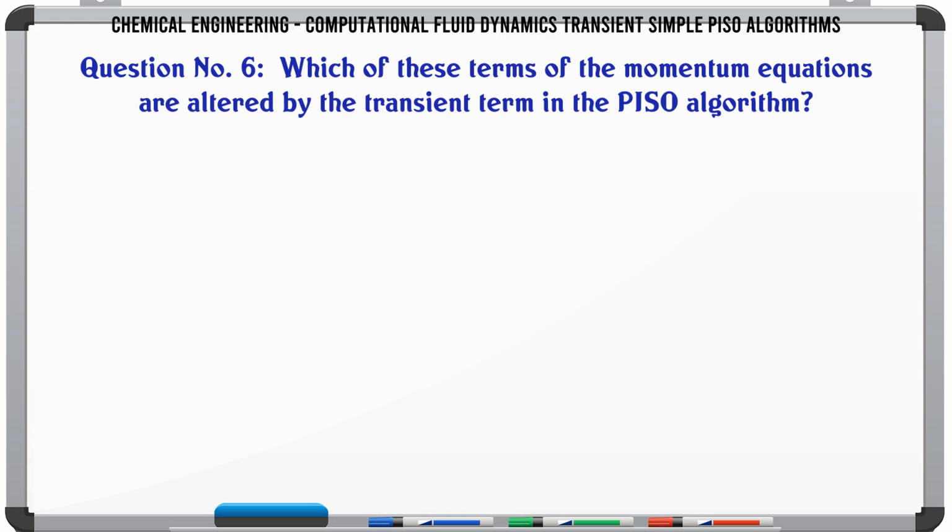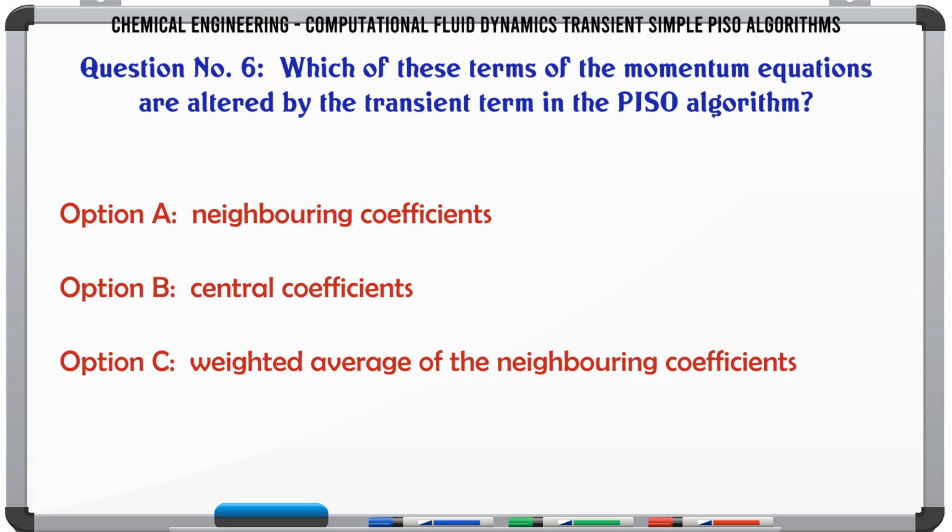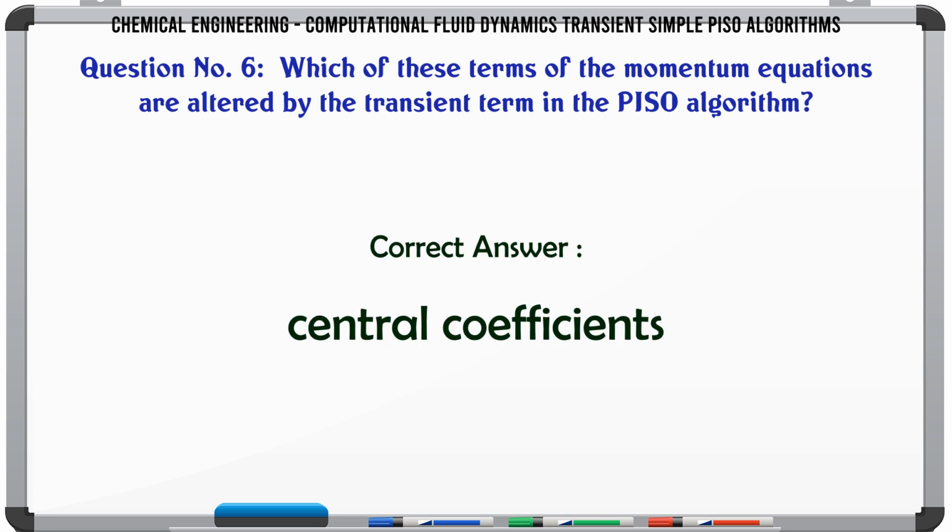Which of these terms of the momentum equations are altered by the transient term in the PISO algorithm? A. Neighboring coefficients. B. Central coefficients. C. Weighted average of the neighboring coefficients. D. Velocity correction term. The correct answer is central coefficients.